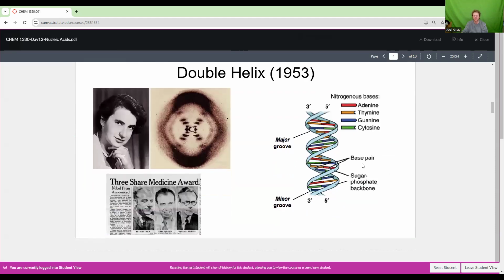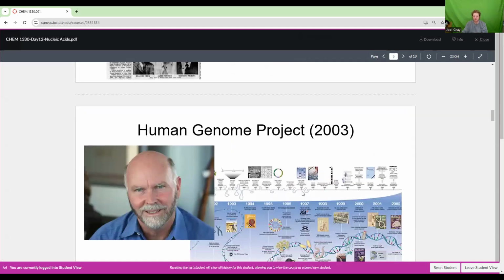Next up, the double helix. Well, that was credited to Maurice Wilkins, James Watson, and Francis Crick. A person who contributed substantially to all of this was Rosalind Franklin. She did the X-ray crystallography that was used to establish that structure, the double helical structure.